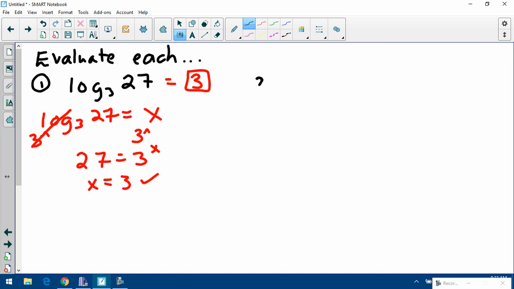Okay, how about number 2? Log base 4 of 2. Think about it for a second. What do you think the answer is? 4 to what power gives you 2? Well, since the square root of 4 is 2, the answer is 1/2.